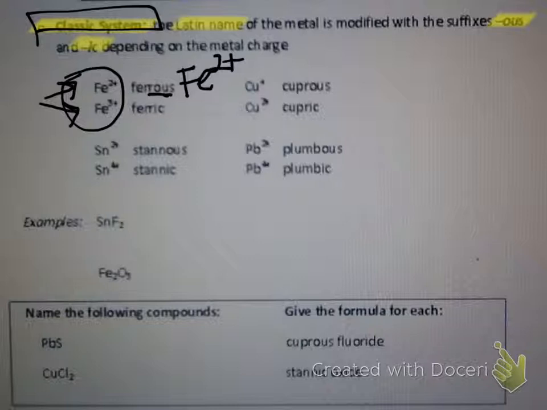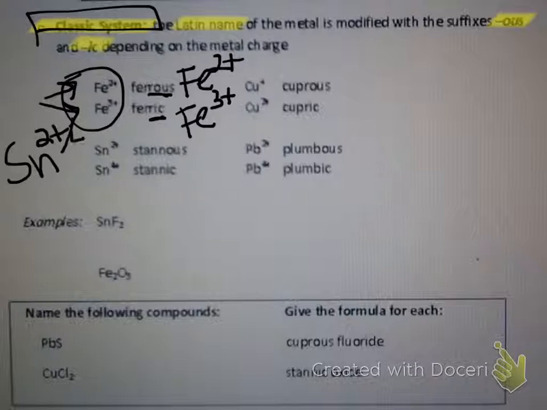If you have the iron +3 charge, that's the greater charge, it'll be ferric. So you see how that works? All right, let's look at the tin. We know that tin can form +2 or the +4 ion. The 2 is the lower oxidation state. It's less. Tin, the base root name is stan, S-T-A-N-N. So if we have the lesser, it's stannous. If we have the greater charge, the +4, it's stannic.